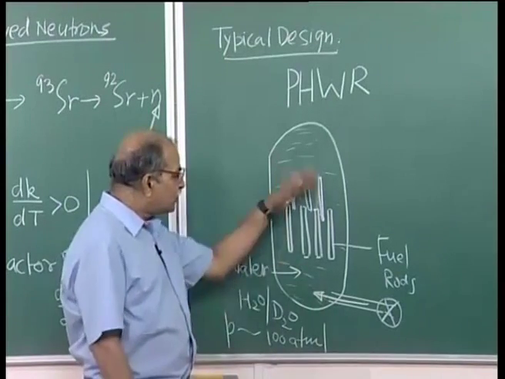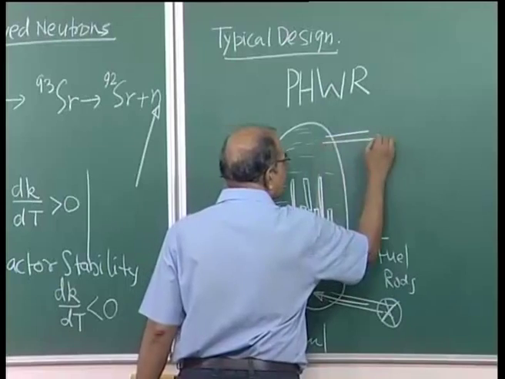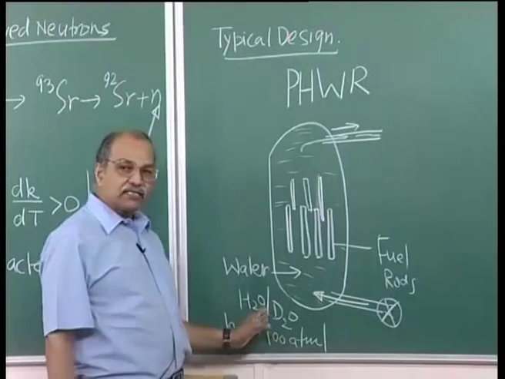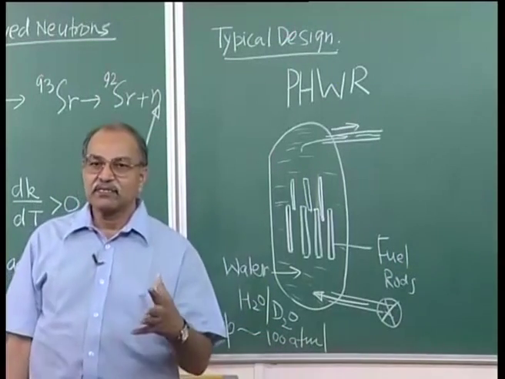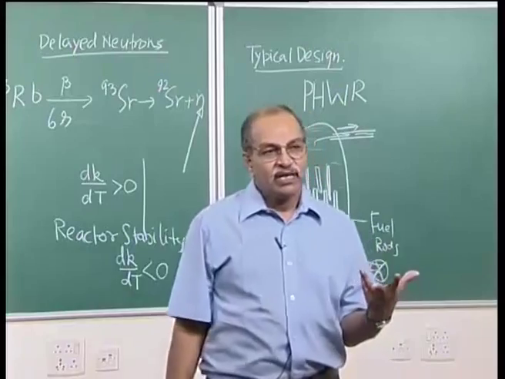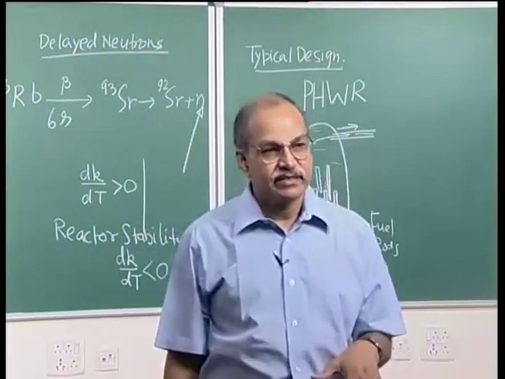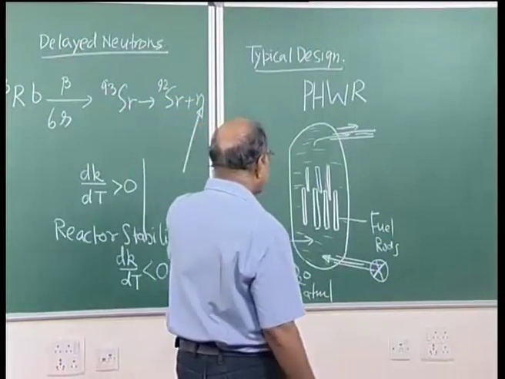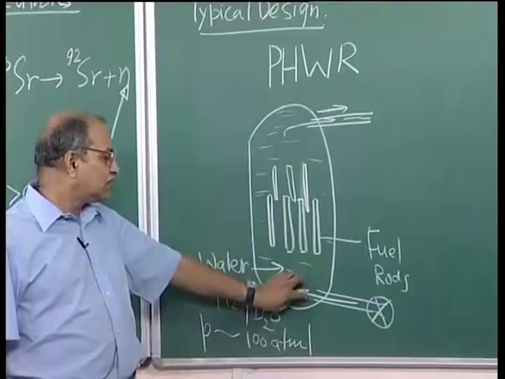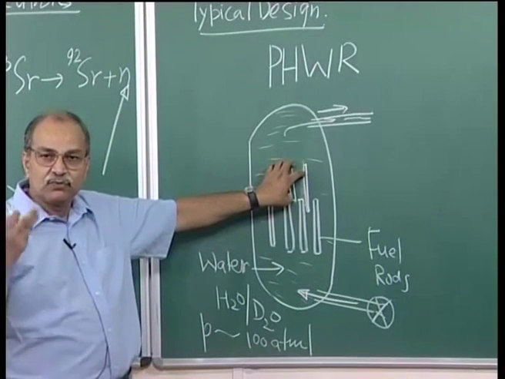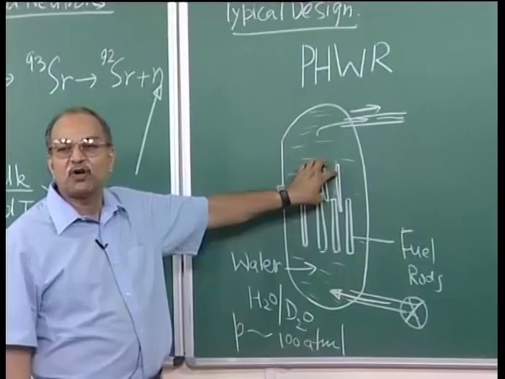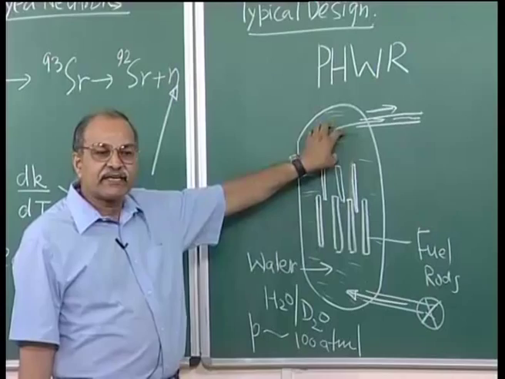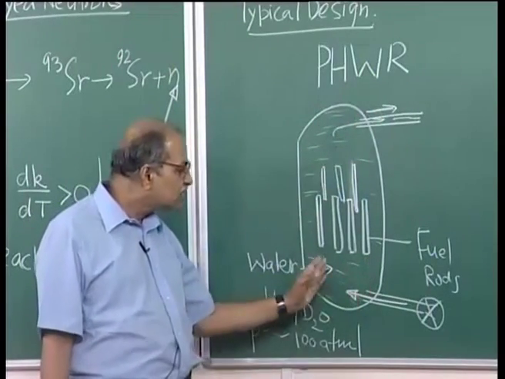Okay, and this water goes out through another outlet. At this high pressure the boiling point of water goes up and reaches something like 300 degrees Celsius or so. Therefore, it remains in liquid form although the temperature increases to say 250 degrees or so, much above the normal boiling point. So, the heat of this core is taken out of this core through this coolant.